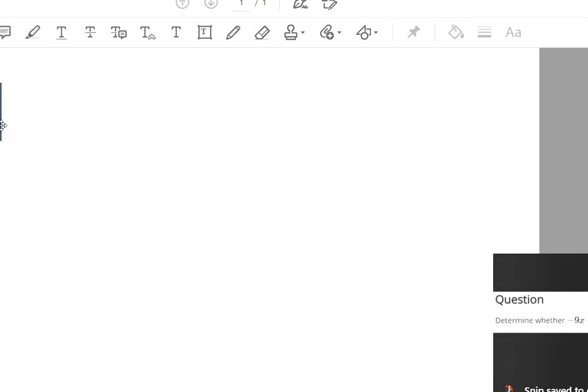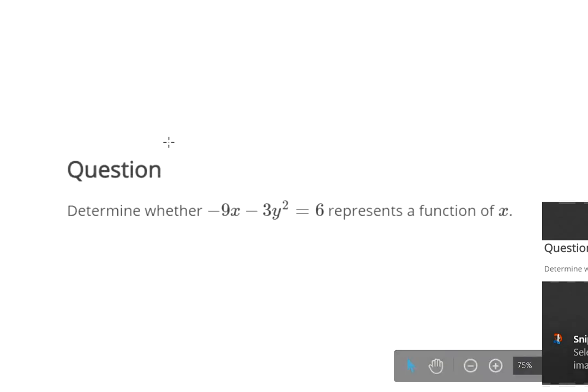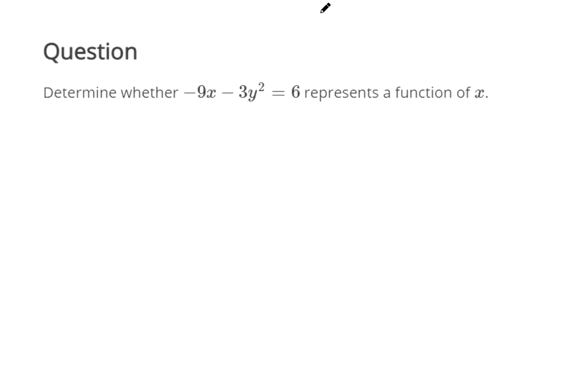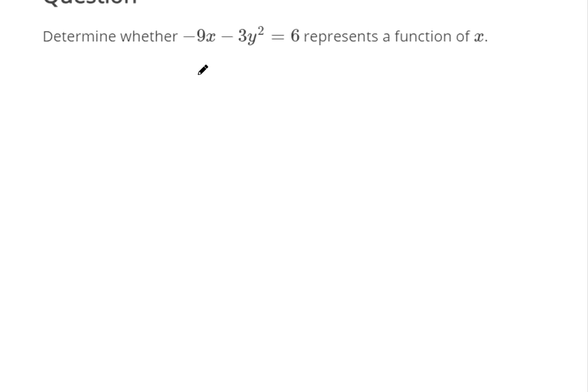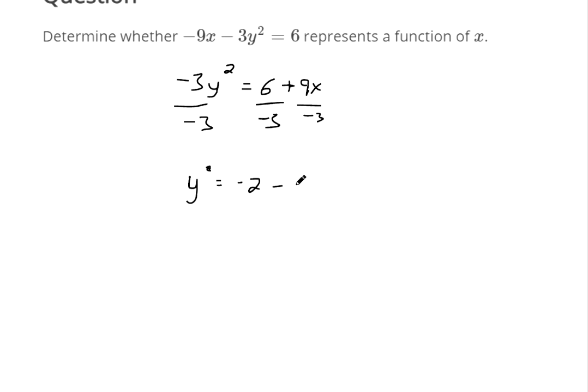So what you should do with these is solve or simplify them at least. Try to get y by itself, because y is going to be our output. So let's solve for y. Let's add 9x to both sides. We're left with -3y squared equals 6 plus 9x. Then we're trying to get y by itself, so divide everything by -3. So we get y squared equals -2 minus 3x. And I guess we can kind of stop here.